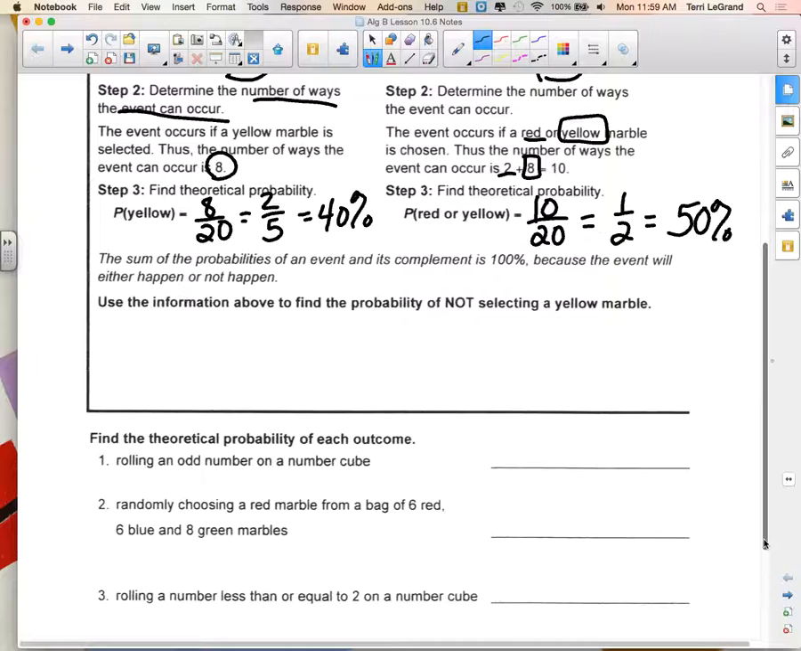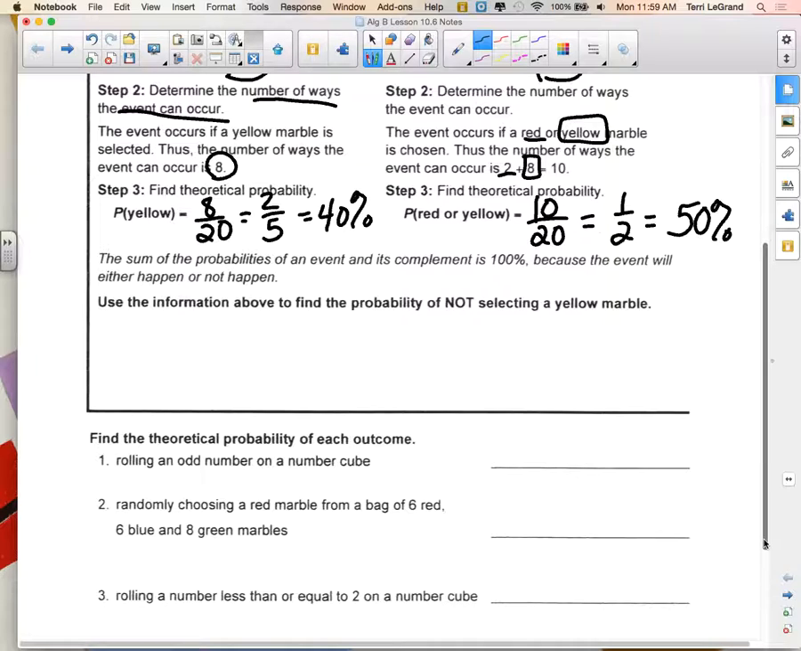The sum of the probabilities of an event and its complement, or in other words, if this is the probability of one thing happening, when you add it to the other possible thing that could have happened instead, they better add up to 100%, right? So the sum of the probability of an event and its complement is 100% because the event will either happen or it's not going to happen, right?